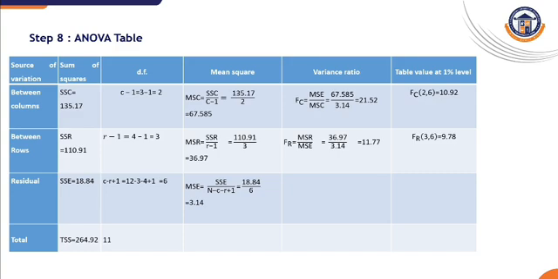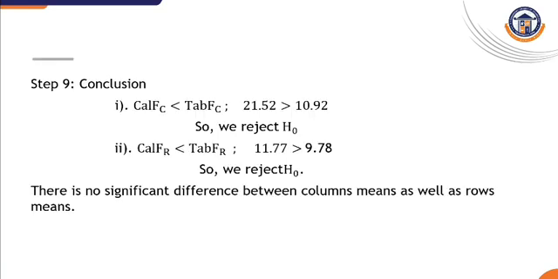Finally we compare our calculated value 21.52 with the table value 10.92, and it is higher. And now the second one, row wise, 11.77 compared to 9.78 is also a higher value. Therefore finally we give the conclusion: both column wise and row wise, H0 is rejected.